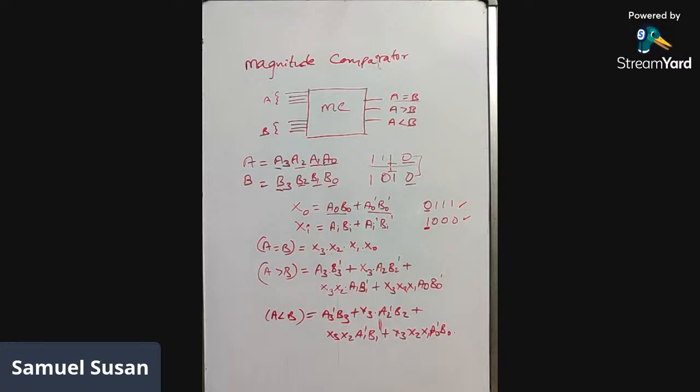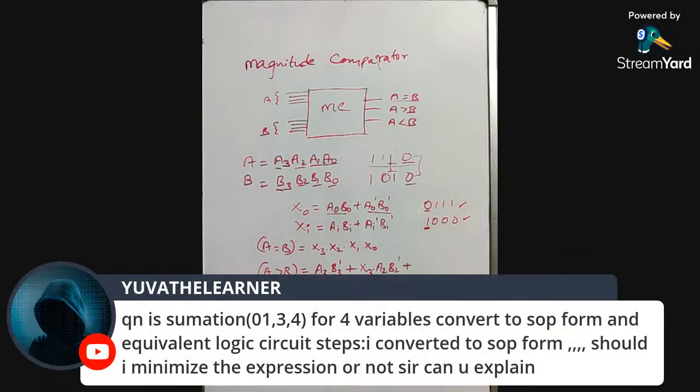So someone has a question here. Summation sigma 0, 1, 3, 4 for 4 variables, convert to SOP form and equivalent logic circuit steps. Converted to SOP form, should I minimize the expression or not? If at all it is asked for just conversion, you can write it in the sigma terms. That is, sigma 0, 1, 3, 4 is given for 4 variables, but actually that is enough for 3 variables.